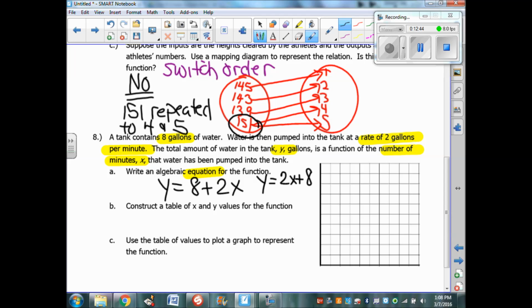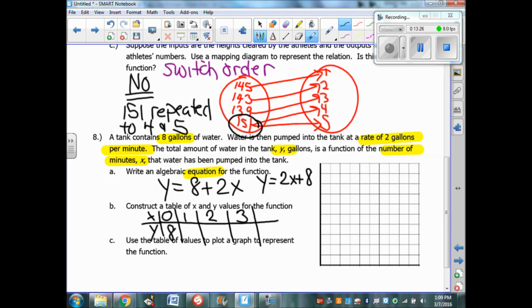Now it says construct a table of x and y values for the function. So we're talking about time as my x's and gallons of water as my y's. So time can never be negative, so I'm not concerned with any negative x's. So I'm going to start off at time 0. And then I'm going to go up and I'm going to say 1, and then I'm going to do 2, and then I'm going to do 3 after 3 minutes. So at 0 minutes, how much water is in the tank? I should say 8, because it started out with 8. That's my starting point, my y-intercept.